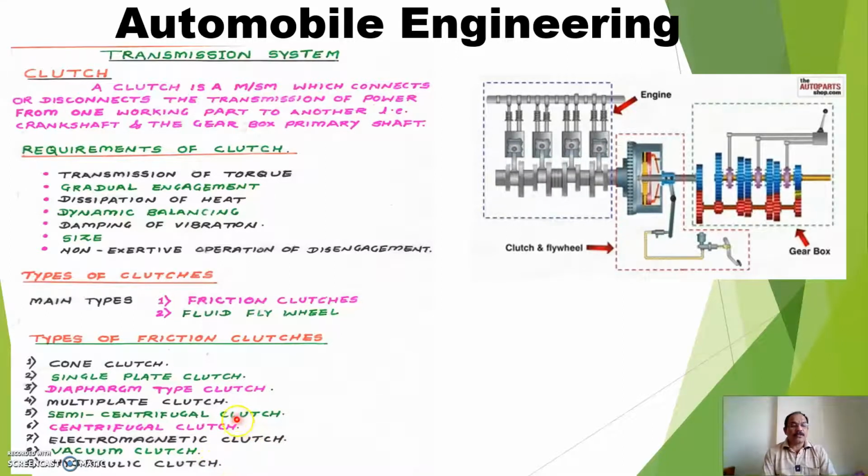In the cone clutch you will find a different arrangement, and in the single plate you will find a different one, but from the single plate up to the hydraulic clutch the clutch is the same, only the operating mechanism is changing. One is the diaphragm operating mechanism. Second, only the multi-plate clutch is different from the single plate. So many plates are there, but the mechanism of operation is the same. The semi-centrifugal clutch is also a similar type. So we'll discuss one by one how these clutches work.